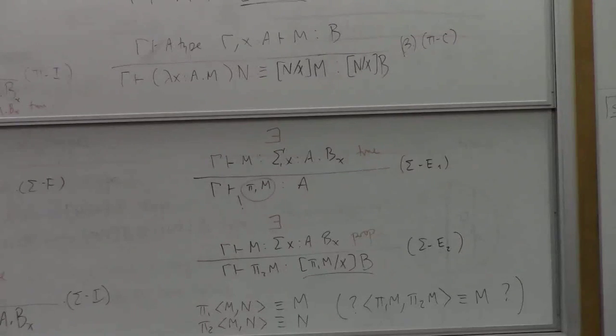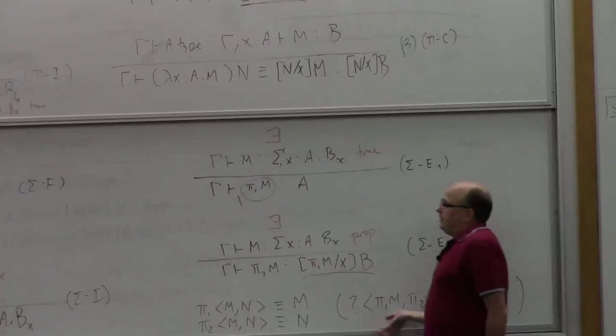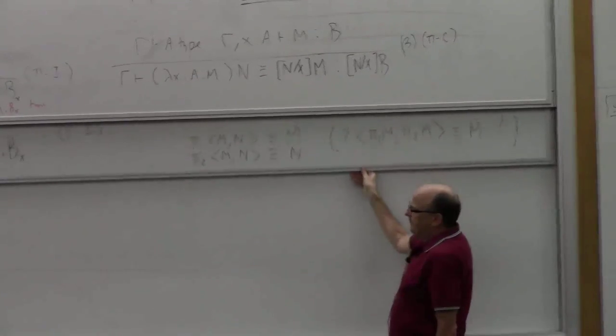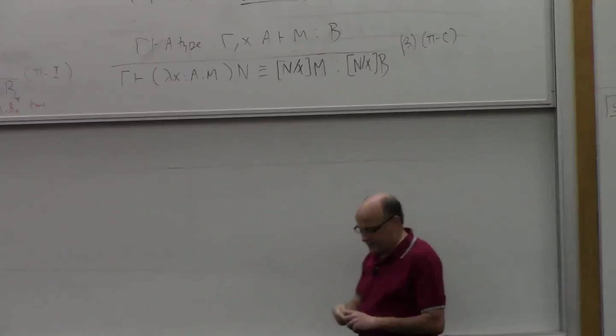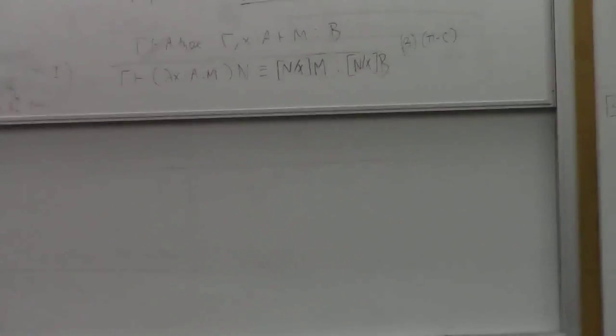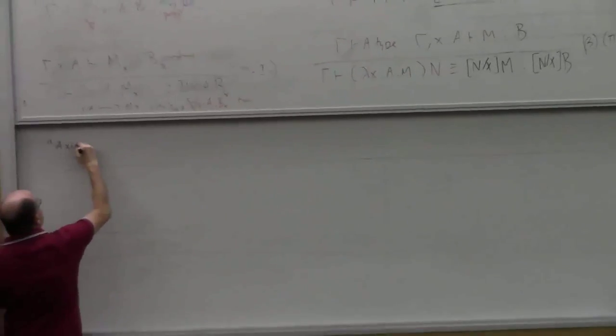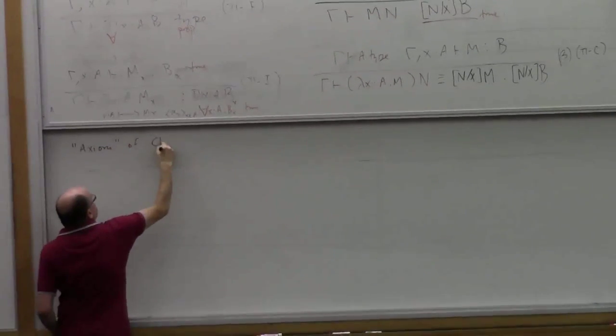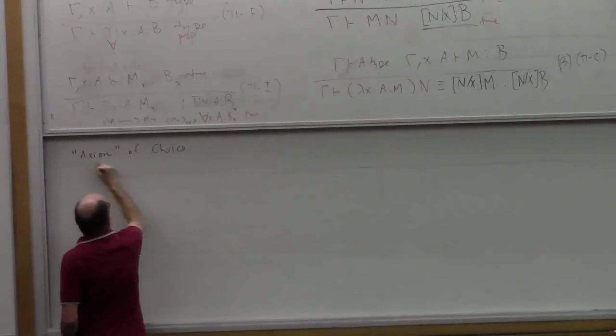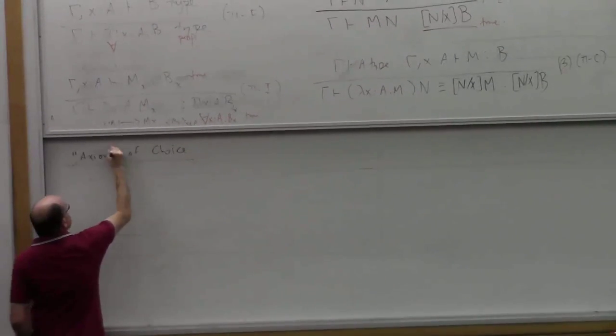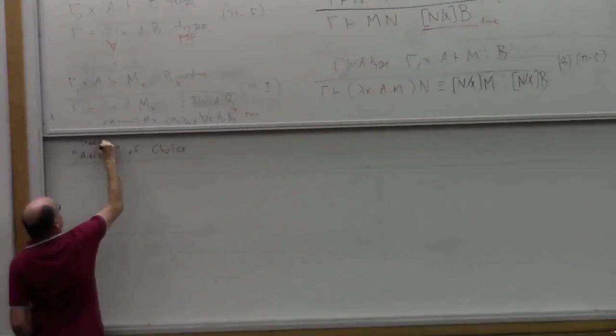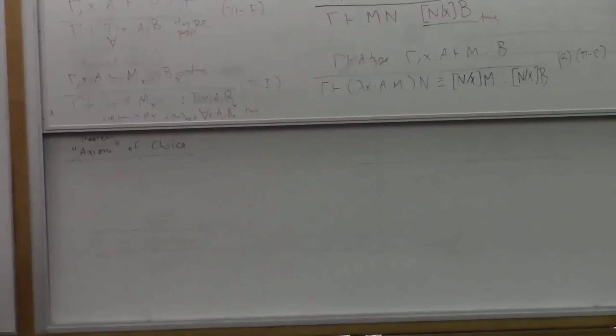So let me use these two rules to show you something about quantification that I think is important. Are you with me so far? Is this okay? All right, so let me roll that up. Now I want to talk about something. This is the right thing to talk about. I'll talk about something called, I'll put it in quotes, the axiom of choice. And actually what it is, is the theorem of choice.